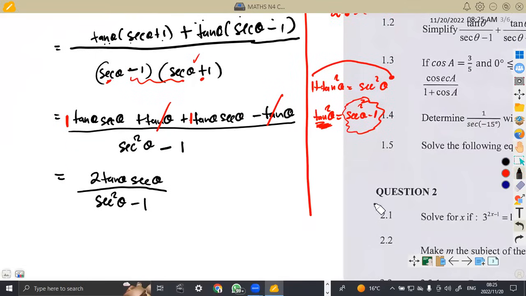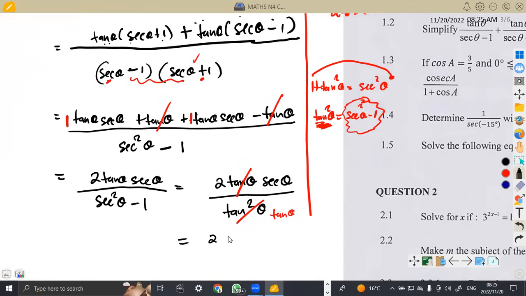So that actually means this part was going to be written as 2 tan theta sec theta over tan squared theta. But knowing that tan squared theta, there are two of them, we can cancel 1 here, tan and tan, which means we are going to remain with tan theta here. So this part was or can be written as 2 sec theta over tan theta.